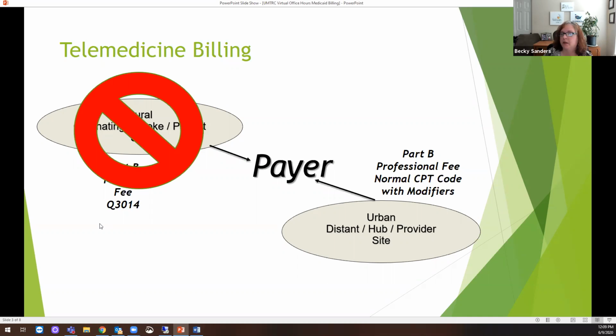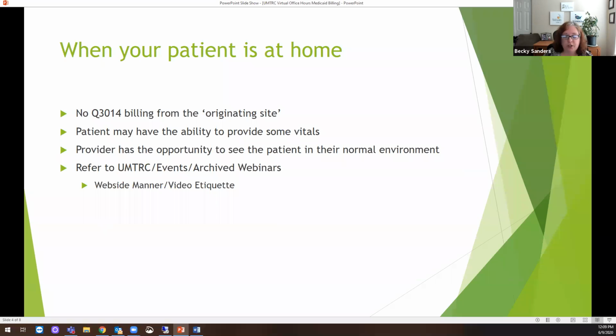Okay. All right, so when your patient's at home, we already talked about you're not going to bill that originating site facility fee. A lot of questions we've gotten with patients being at home. What about vitals? You can't do that normal physical exam, so you're going to have the patients help you if there's something that you need, as far as muscle tone or palpation, and there are some guides out there on that. But most patients are going to have at least a thermometer in their house, so they can take their own temperature and tell you what that is.